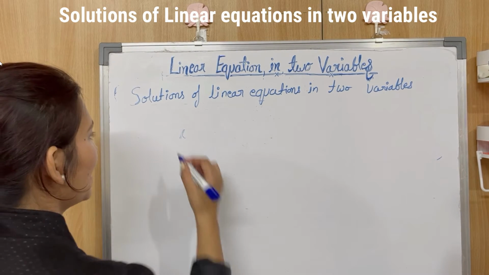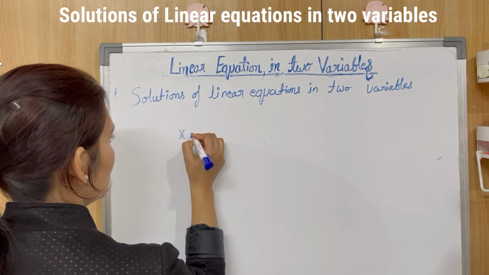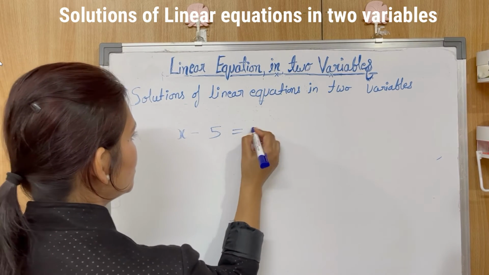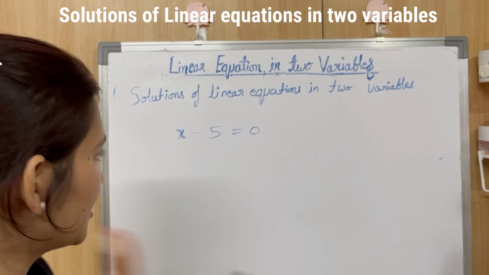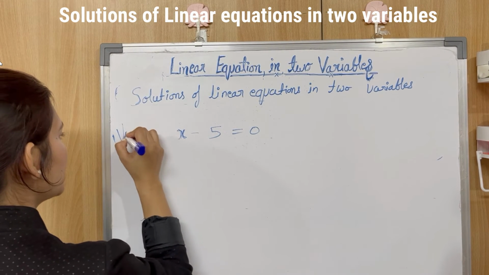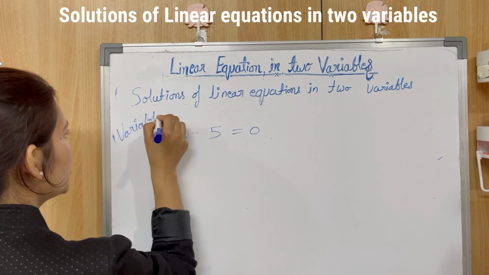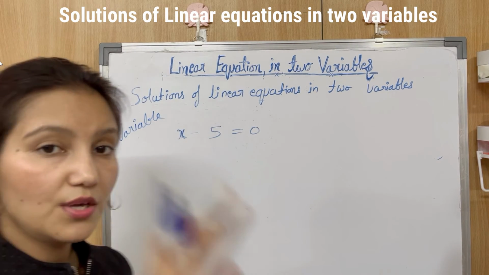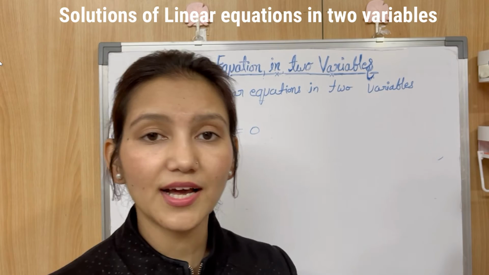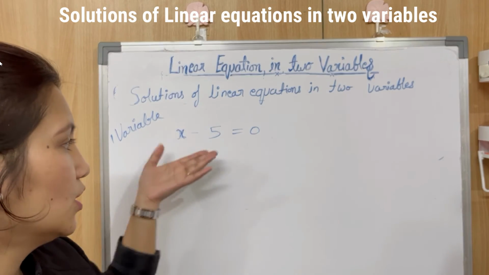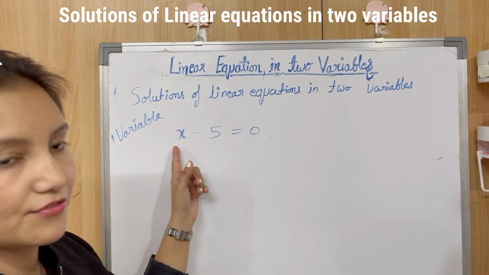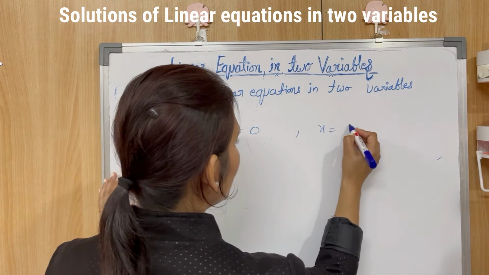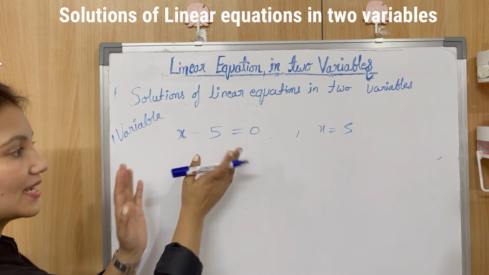Let's say x minus 5 is equal to 0. So this is a linear equation in one variable. A linear equation in one variable has only one solution, one unique solution that will satisfy the equation. So in this case, what is that value of x? 5. So at x equal to 5, this equation will get satisfied.